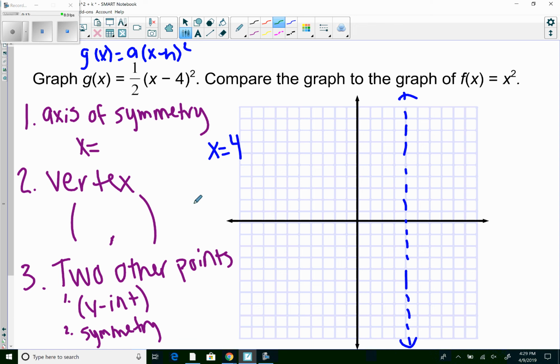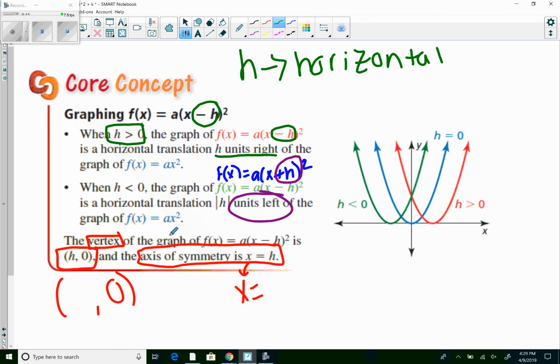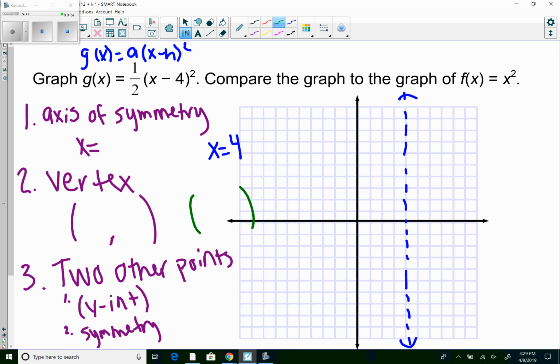Step 2, your vertex. Think back to this last slide. Your vertex is going to be your h coordinate and then 0. We just figured out h is 4. So this point is going to be at 4, 0. 1, 2, 3, 4. 4, 0. Right here on your x-axis.